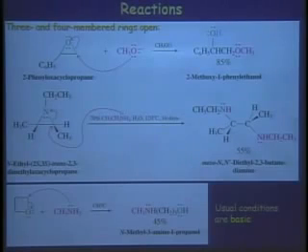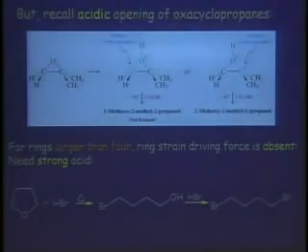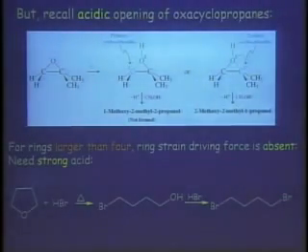But the principle is the same. They actually do the same kind of reaction. And so with an amine, 150 degrees, bang, you open up. Yield's not that great. So these ring openings are usually done under basic conditions. But we've learned for oxacyclopropanes especially, acidic ring opening is possible.